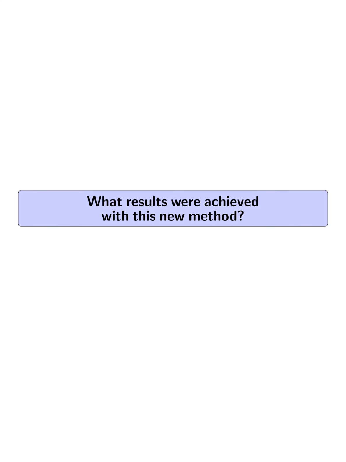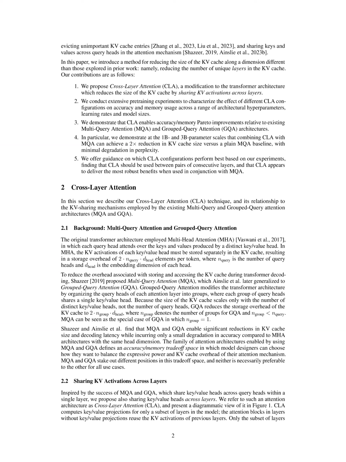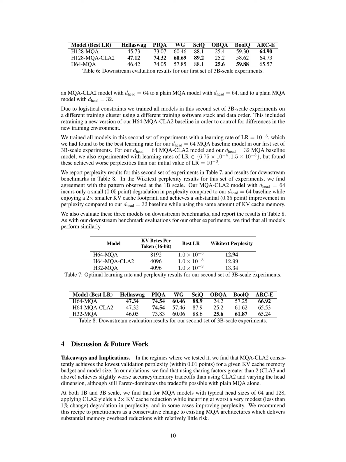What results were achieved with this new method? The new method, cross-layer attention, CLA, achieved significant results in reducing the size of the KV cache while maintaining model accuracy. Specifically, the paper demonstrated that combining CLA with multi-query attention, MQA, resulted in a 2x reduction in KV cache size compared to a plain MQA baseline at the 1B and 3B parameter scales. This reduction in KV cache size was achieved with minimal degradation in perplexity.